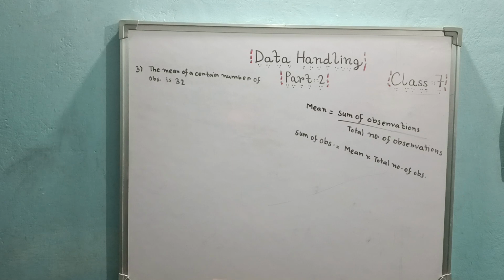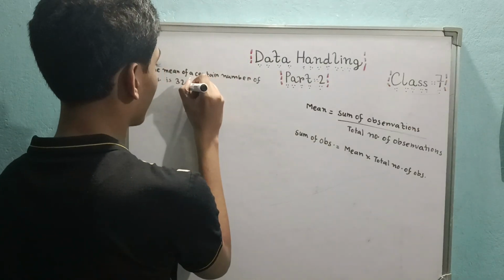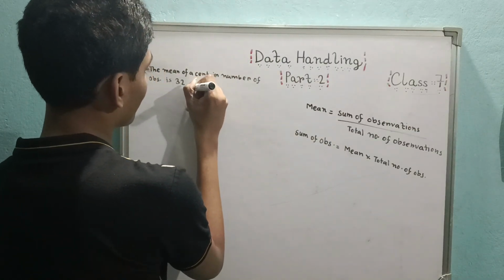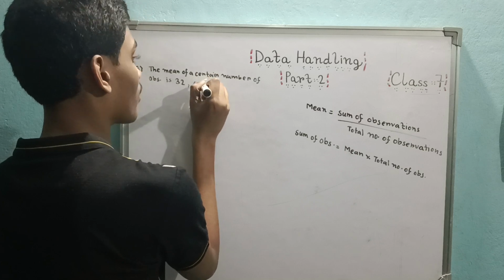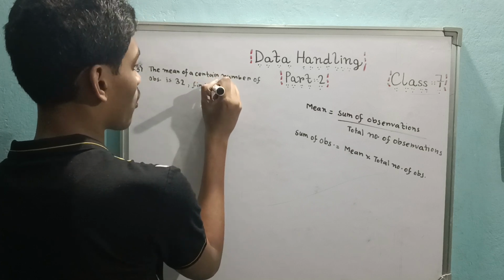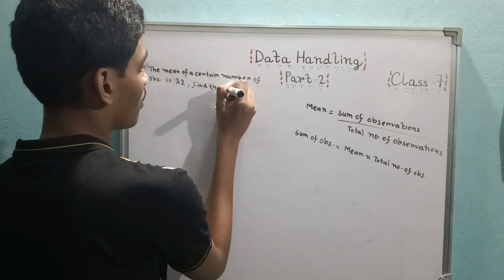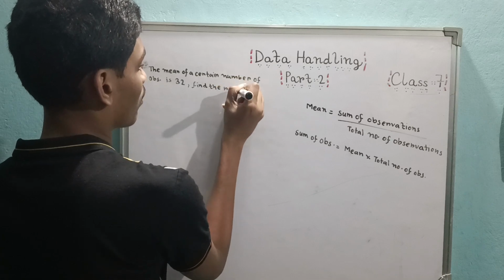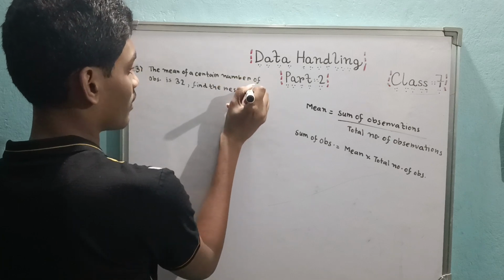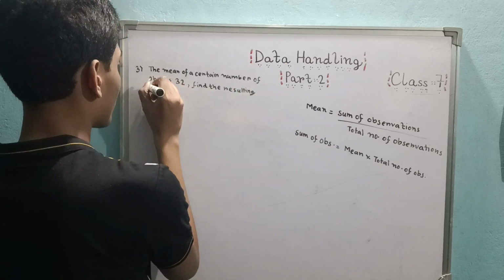Find the resulting mean if... This is the interesting part. You may see there are some properties of each of the data values. We will see what they are. First, let's talk about this property.